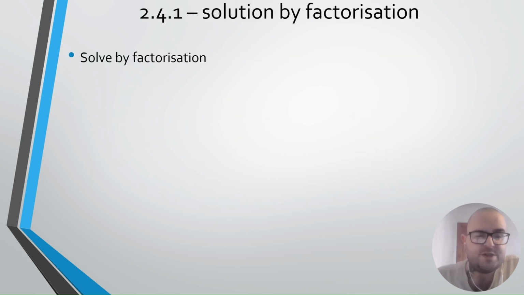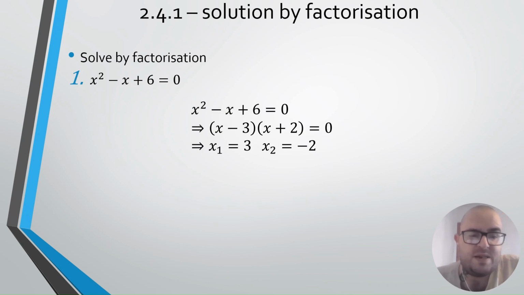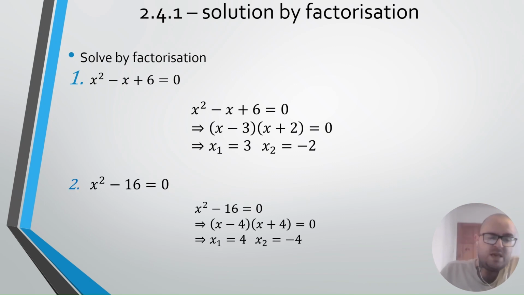Solution by factorisation. We solve by factorisation. X squared minus x plus 6 is 0. You factorise it, and then x1 is 3 and x2 is negative 2. X squared minus 16 is 0. Factorising, you get x minus 4 times x plus 4 is 0, and that gives you solutions x1 is 4 and x2 is negative 4.